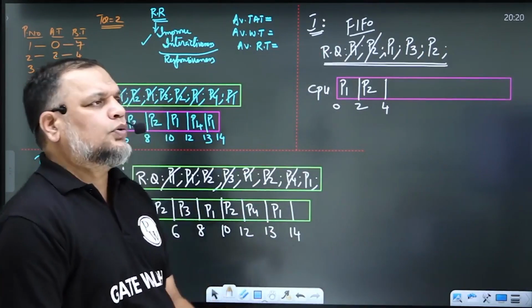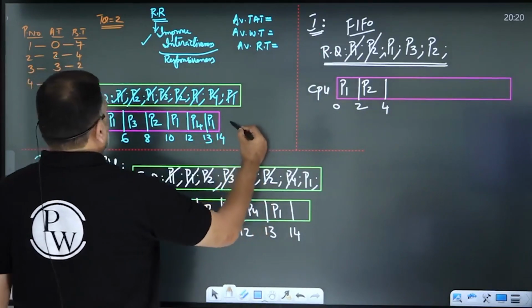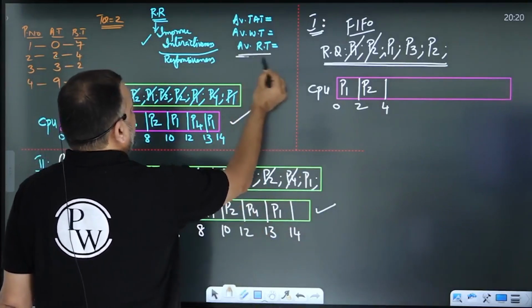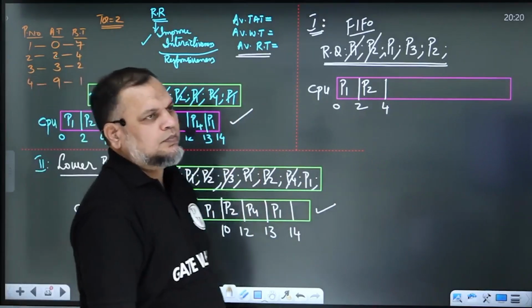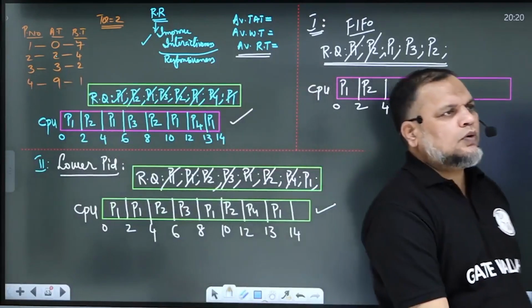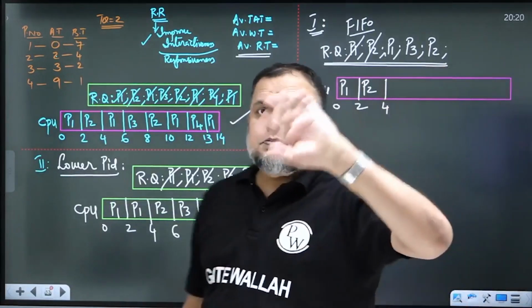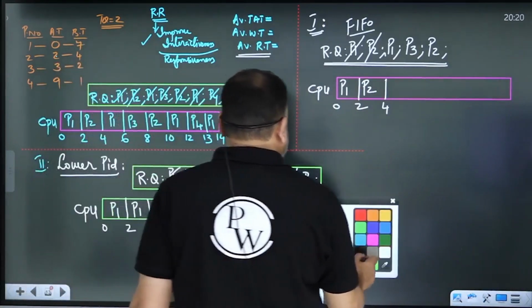So what I want you to do is, with both the approaches here, I want you to tell me just the average response time. What is the average response time here? Please calculate the average response time of both the Gantt charts, both the approaches, and tell me which is better. Are both the same or different? We will see. Come on, boys and girls.